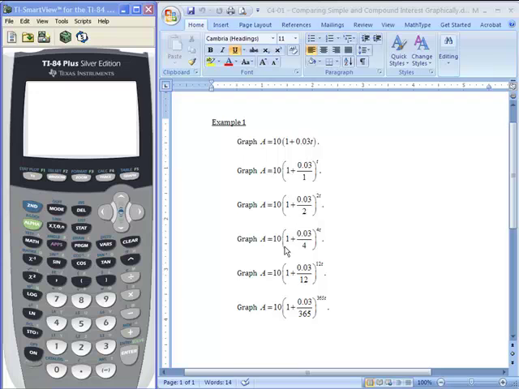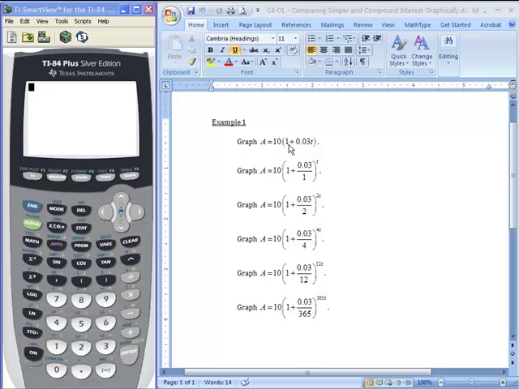And then in the remaining examples, we have different versions of compound interest here. In the first one, we have annual compounding. In the second one, we have semi-annual compounding, quarterly compounding, monthly compounding, and then we get up to daily compounding. And what we're going to do is graph all of these, and we'll actually graph them simultaneously, and we'll see if we can see the differences between them.